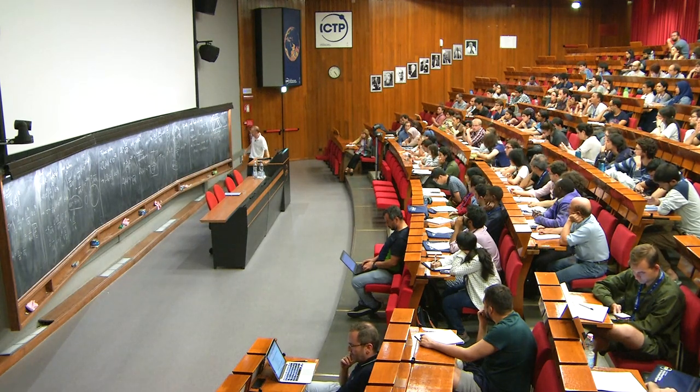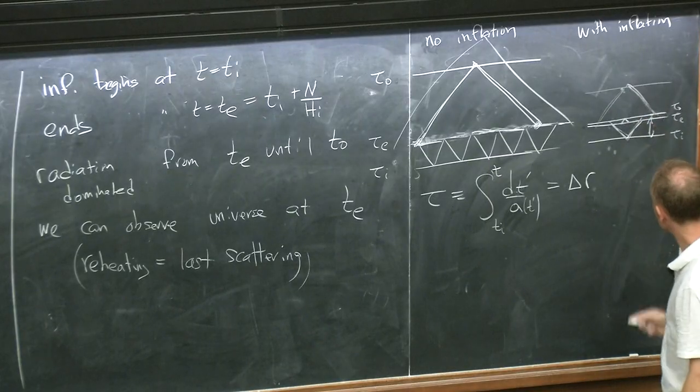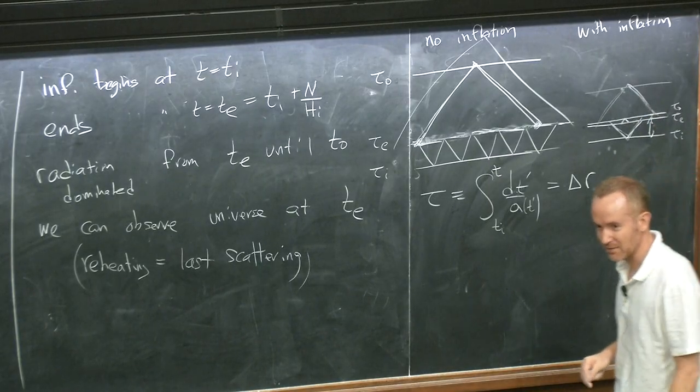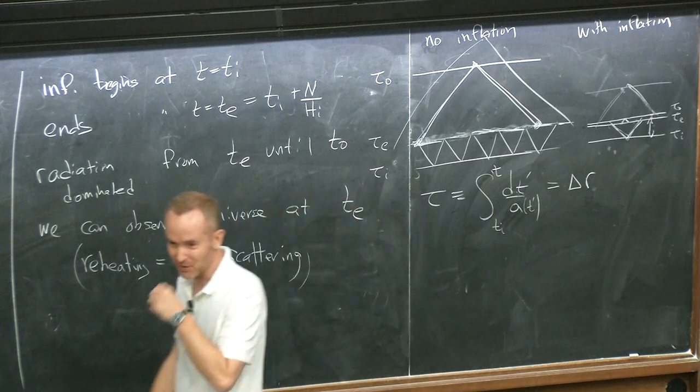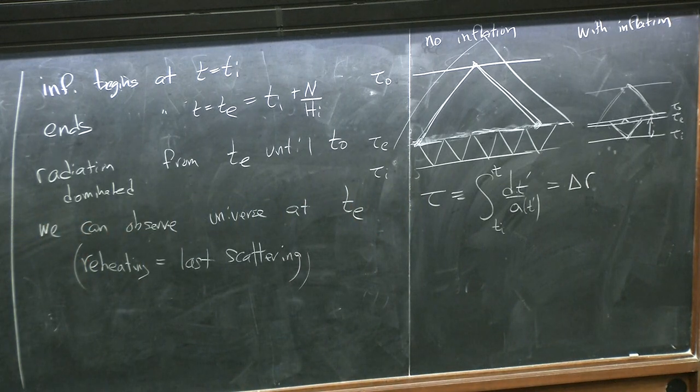So you're seeing further back in time, and eventually you see past the beginning of inflation, and then you should see whatever crazy stuff was there before inflation started. That's if your future is radiation dominated or any decelerating phase.